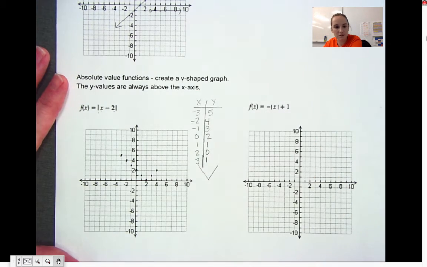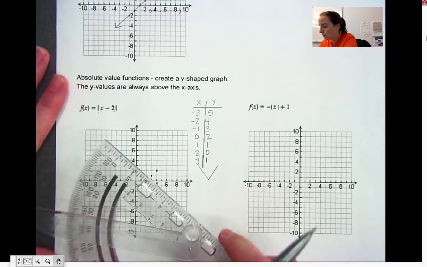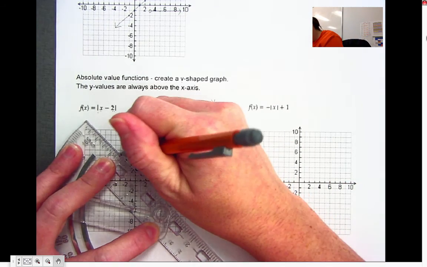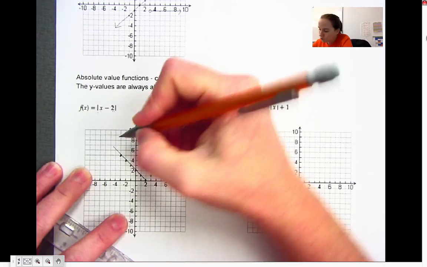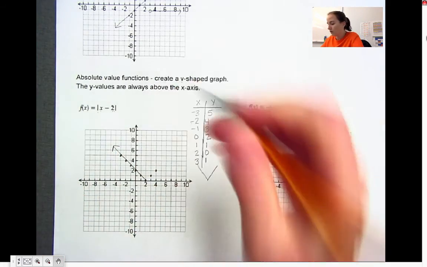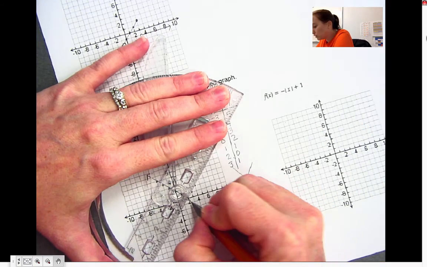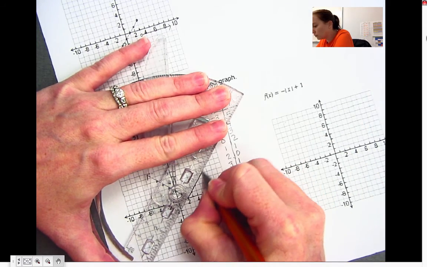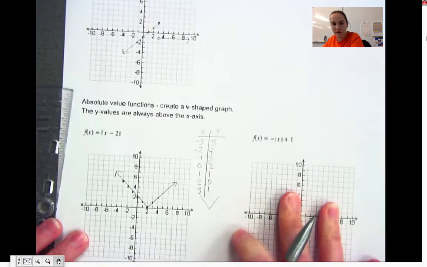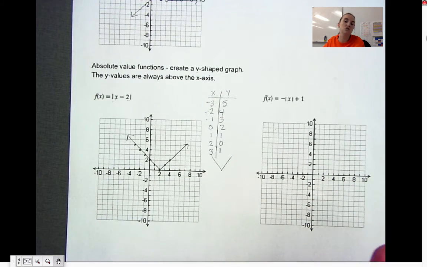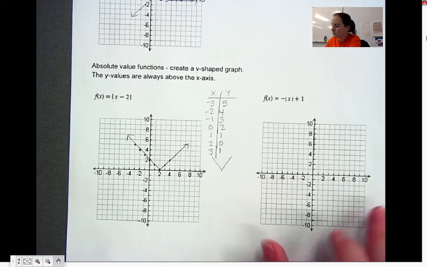At this point, because I can see the shape, I'm going to go ahead and connect. And make sure you make the V shape. This function does go on to use all x values. So you want to make sure that you show arrows at the ends of your V shape because it doesn't just stop where you stopped choosing values.